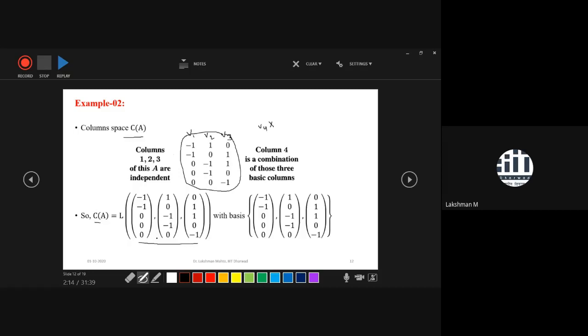That means if you are taking 3 directions, you are having 3 non-collinear and non-coplanar directions. What does it mean? You will get a space equivalent to R3. You will get a 3-dimensional subspace. So it's a 3-dimensional subspace, the column space of A, with a basis which has 3 elements.